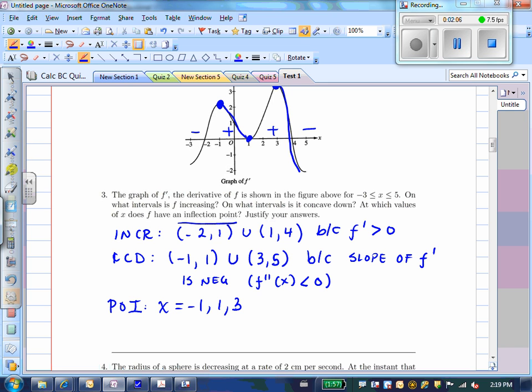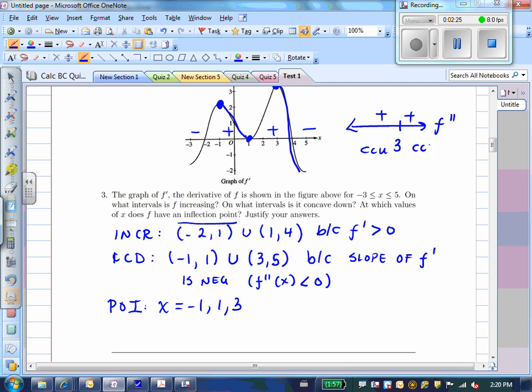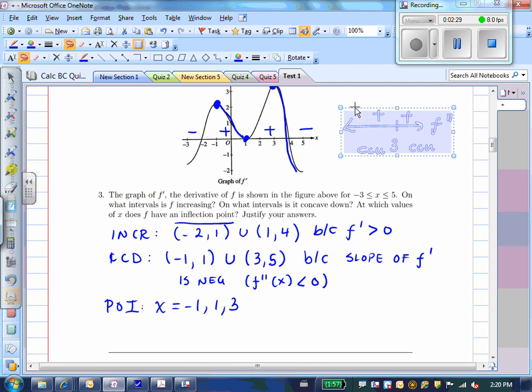Well, what's the reason? It's not because f double prime is 0. Okay, it's not because there's a max and a min, because theoretically f double prime could be 0 at a point. So let's say it has a possible inflection point at 3. It could go plus plus, which means it's concave up, concave up. Okay, points of inflection only occur when the concavity switches. So it's not enough to just say that f double prime is 0.